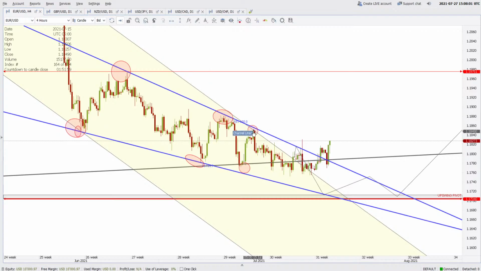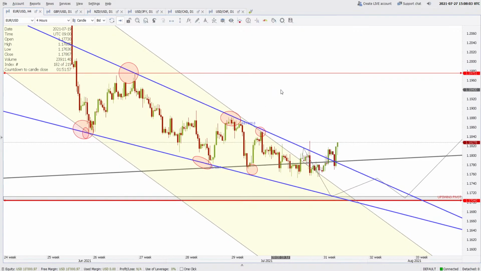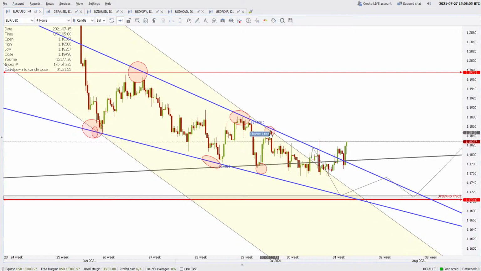So it made a high at around 1.1850 levels. After making this high, the price made another low here. You see, this low was at 1.1751. I will explain to you what the psychology is behind this, but first we just mark them. After making this low, did the price make another high?